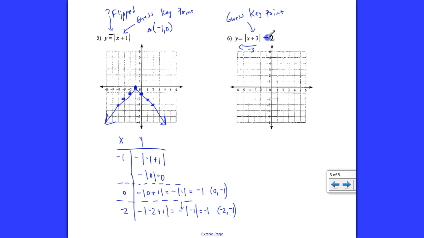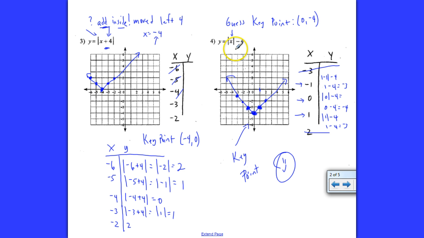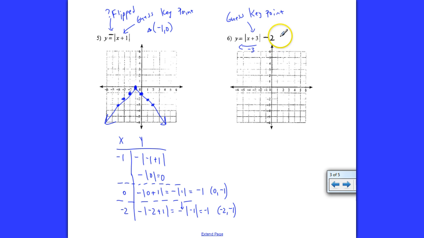Now this minus 2, that's outside. On number 4, we saw the outside number moved it down. Negative 4 moved it down. So this negative 2, I'm guessing, is going to move it down 2, in other words, negative 2. So I'm going to guess that the key point is (-3, -2). We have to have that key point because that's the center of the entire absolute value graph. So let's plug it into a grid and see.